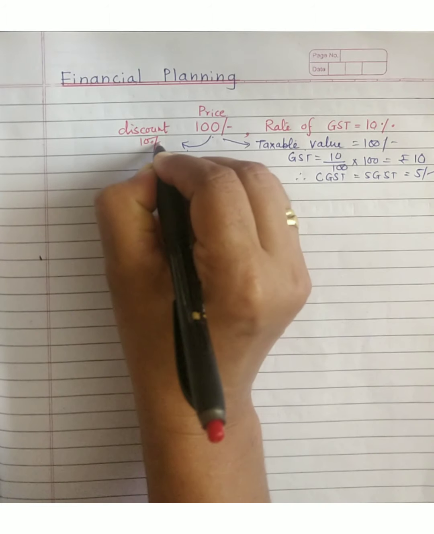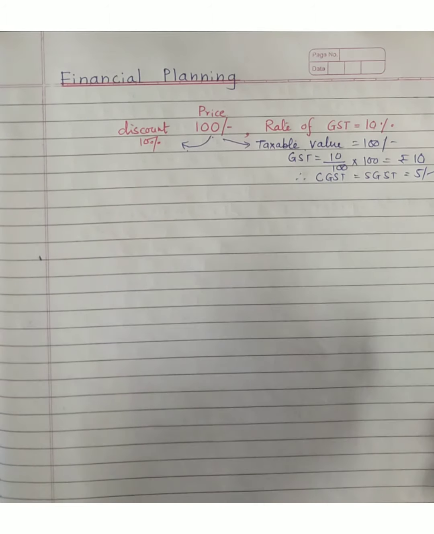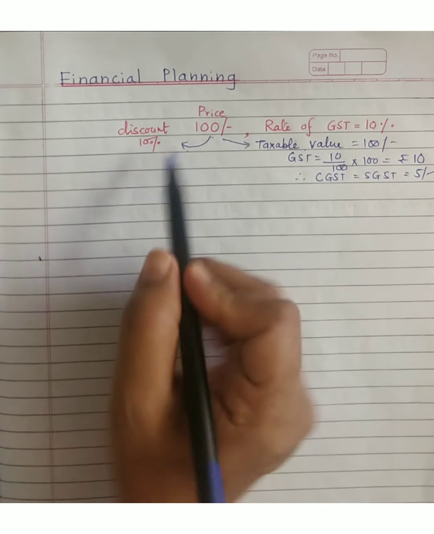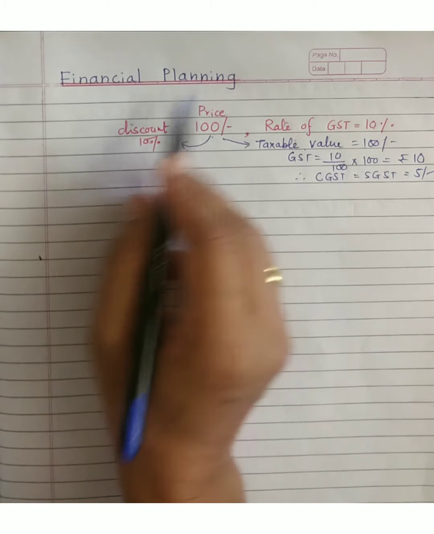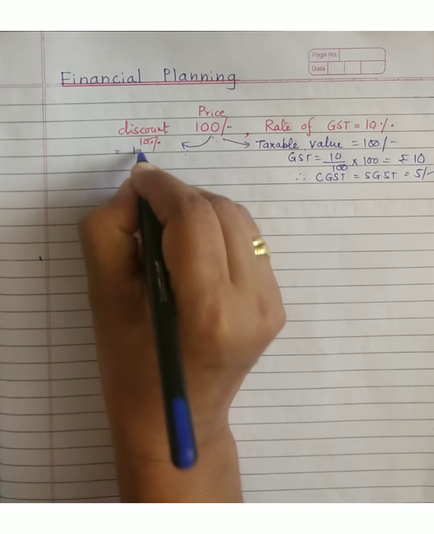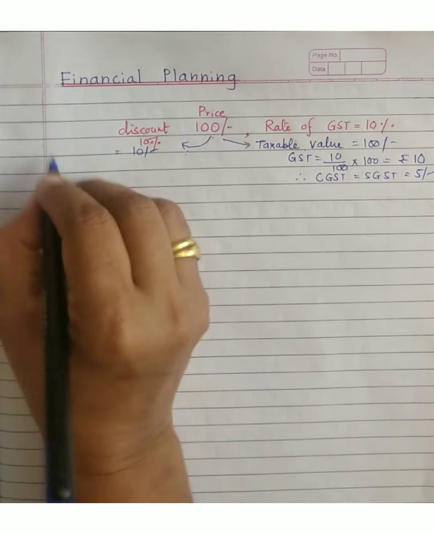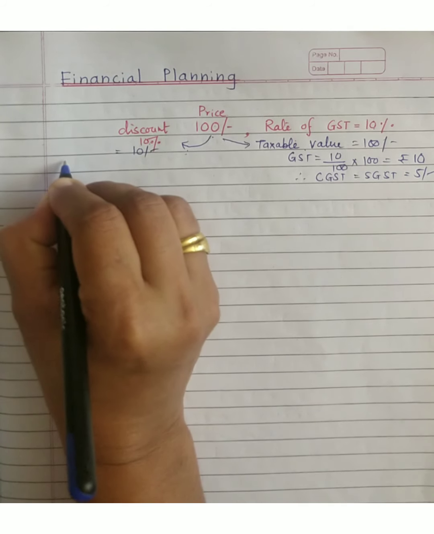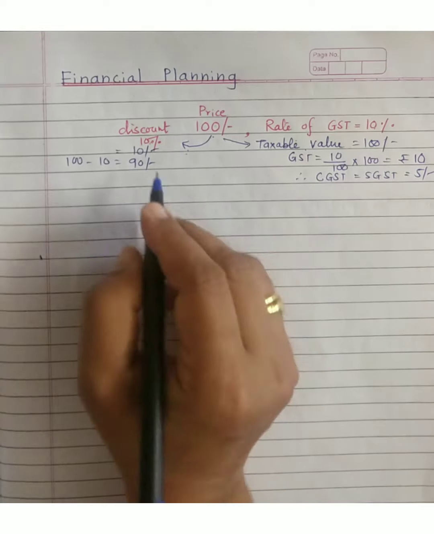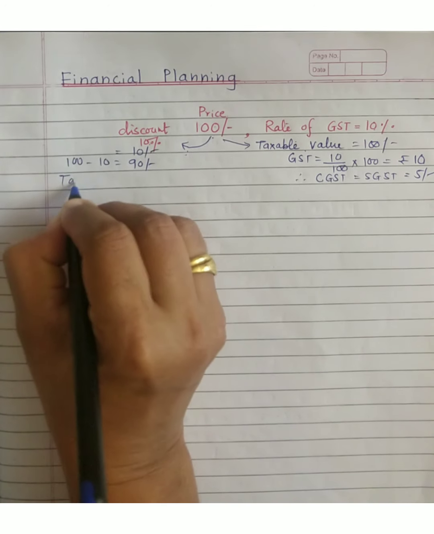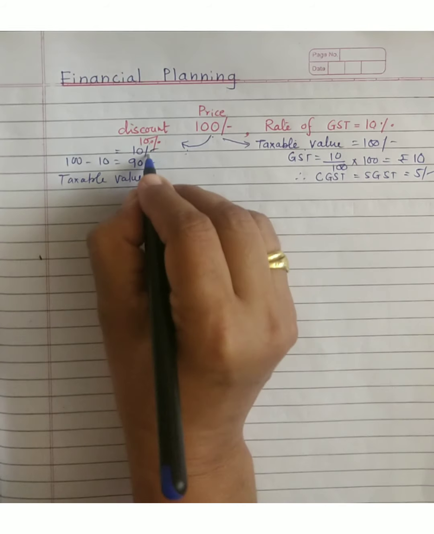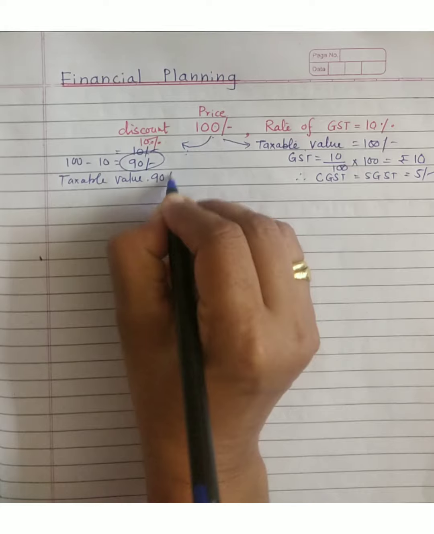Discount is 10%. So when discount is given, you understand the article is not available for rupees 100, but it is available for a lesser value. So what will be the price at which the article will be available now? Discount will be how much? 10% of 100, that is 10 rupees. Okay. And so the price at which the article is available now is 100 minus 10, that is rupees 90. So in this case, what is the taxable value? Is the taxable value 100? No. Now the taxable value is rupees 90.